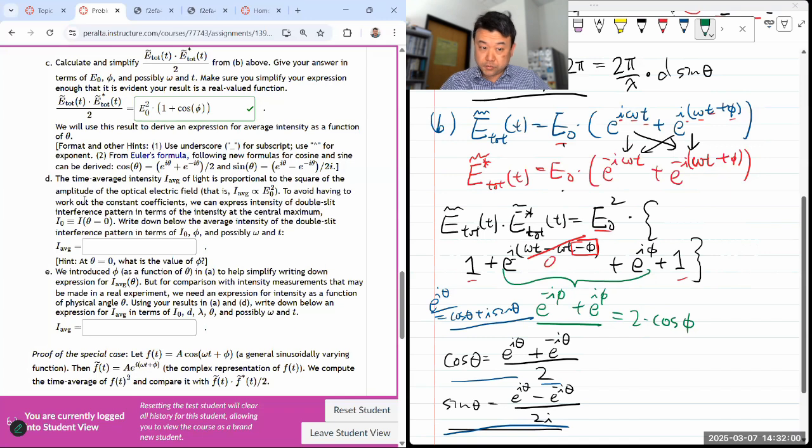To avoid having to work out the constant coefficient, we can express intensity of a double-slit interference pattern in terms of the intensity at the central maximum, I naught, at theta equals 0. Write down below the average intensity for a double-slit interference pattern in terms of I naught, phi, and possibly omega and t. I guess all this is saying is it's defining I naught. So they want us to use I naught instead of the electric field.